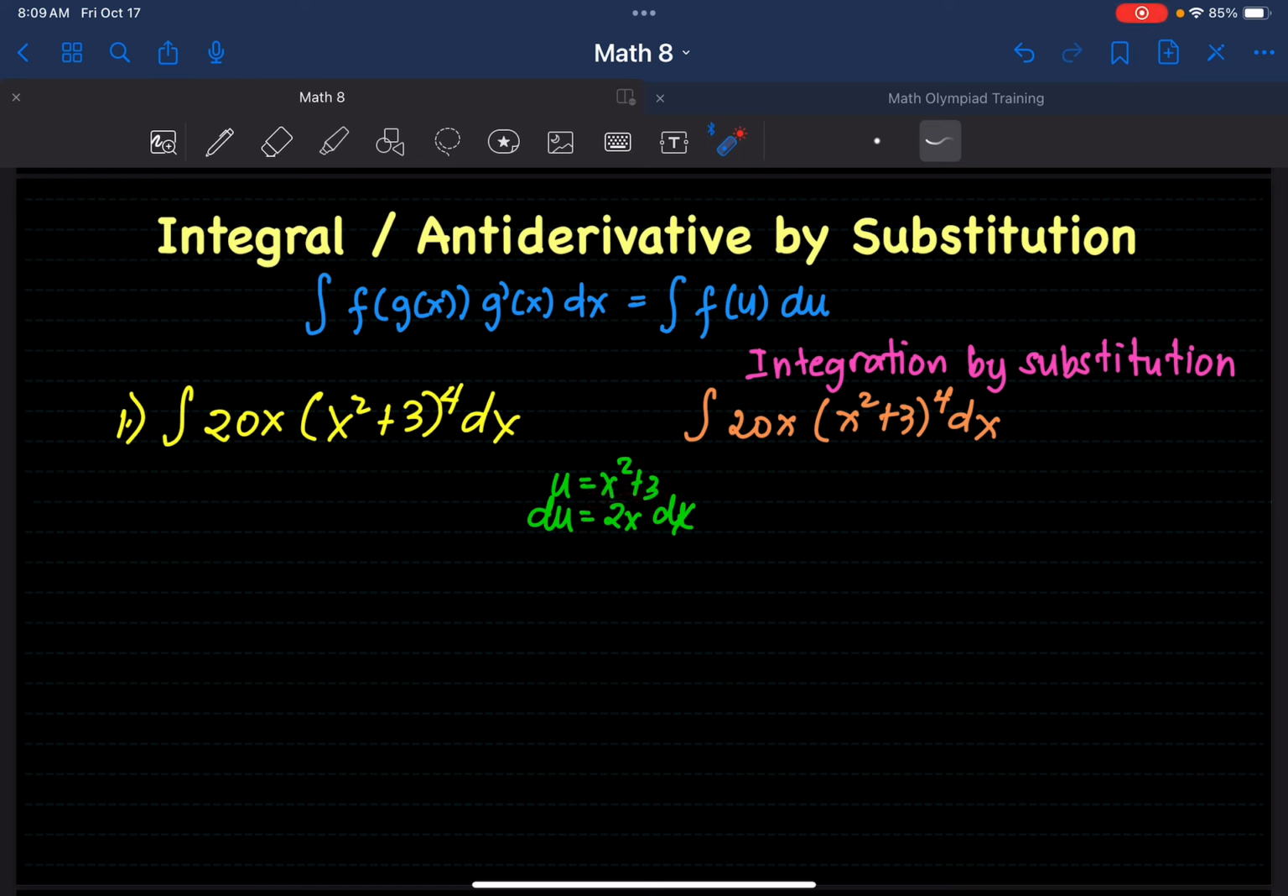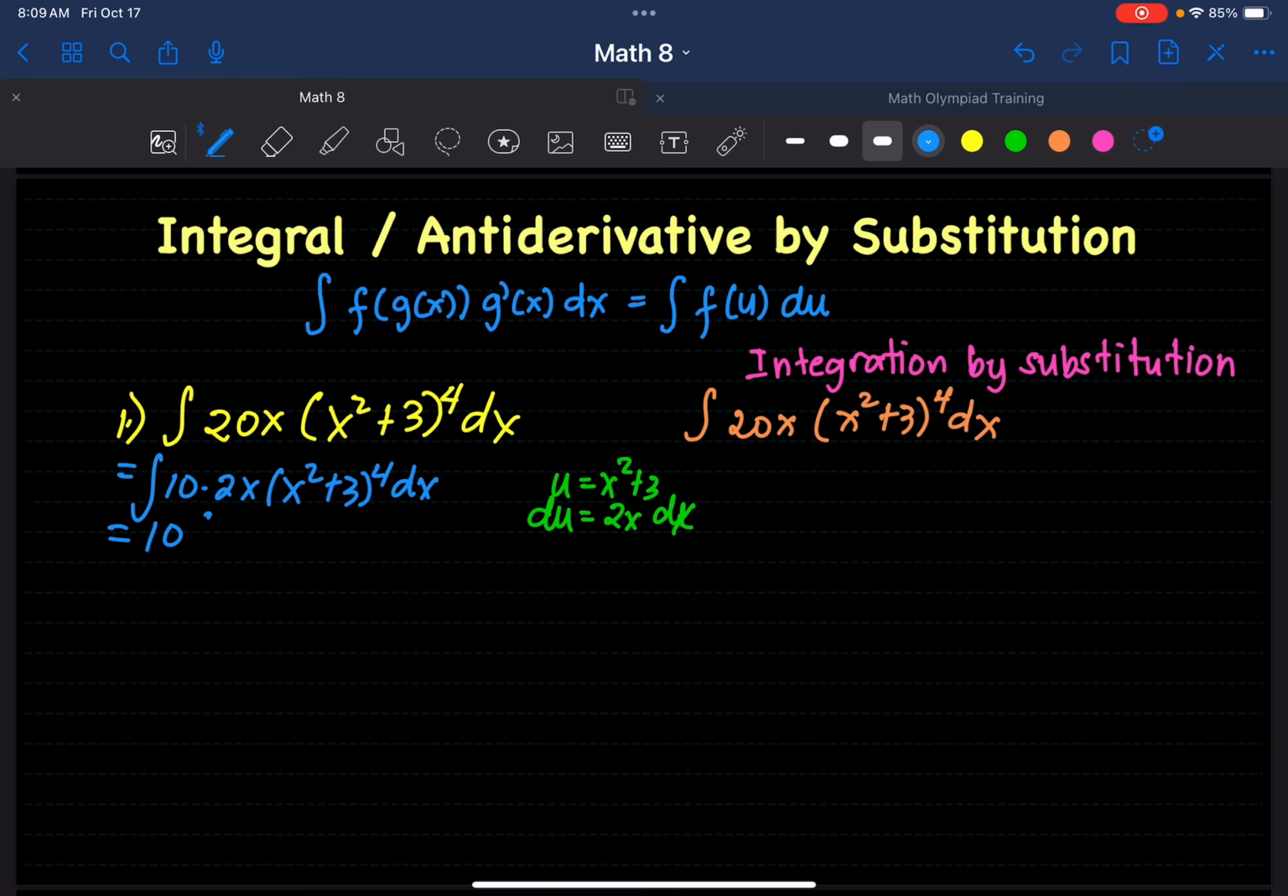So we need to have 2x dx so that we can substitute du to this function. So we have x dx already here, but we don't have yet 2. So we need to factor this 20x. So the function will become integral of 10 times 2x times x squared plus 3 raised to 4 dx. And then we can write 10 before the integral symbol. That's the rule.